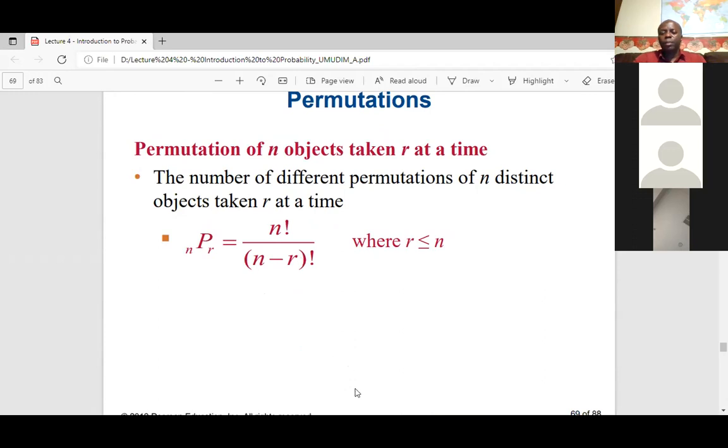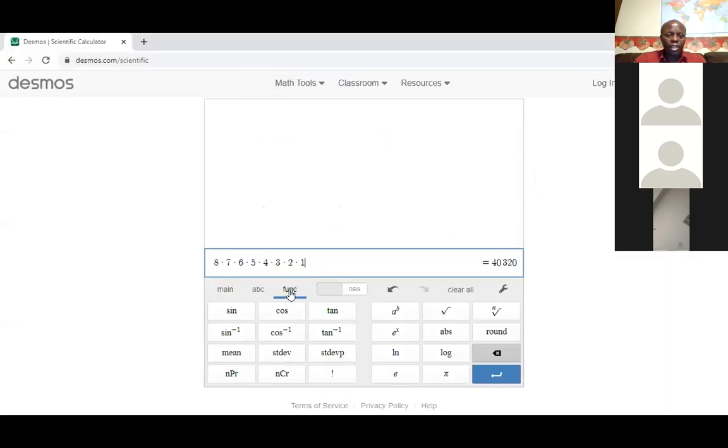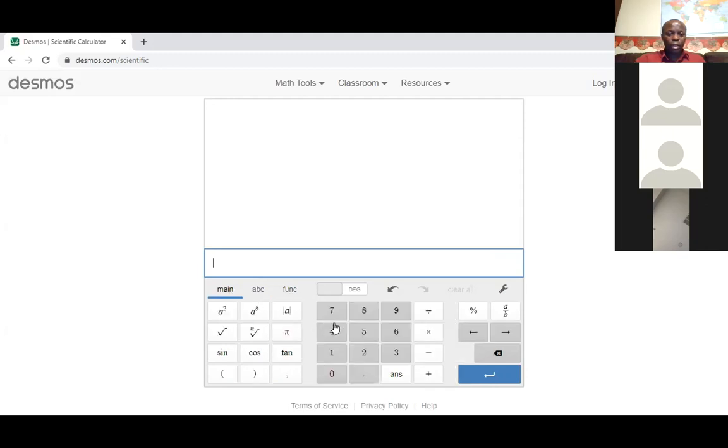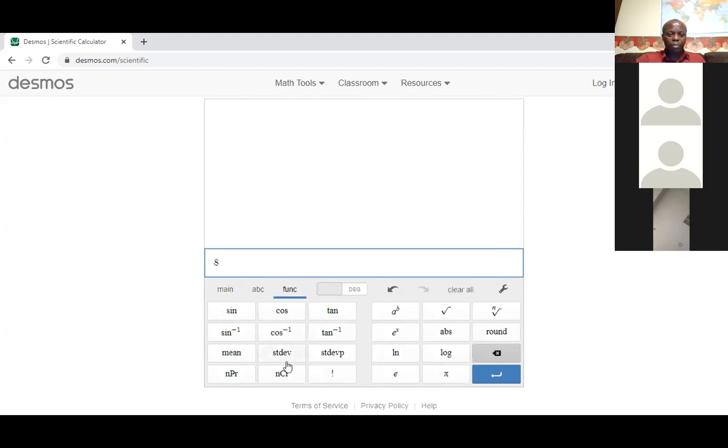For example, my calculator here shows me where I can find factorial. If I click here, I can see it right here, NPR. I'm sorry, for permutation, NPR. And this is factorial right here. So if I write 8 and come here and put factorial, it will give me the answer right away. So it depends on the calculator. You have to check the manual of the calculator to see which parts work for permutation.